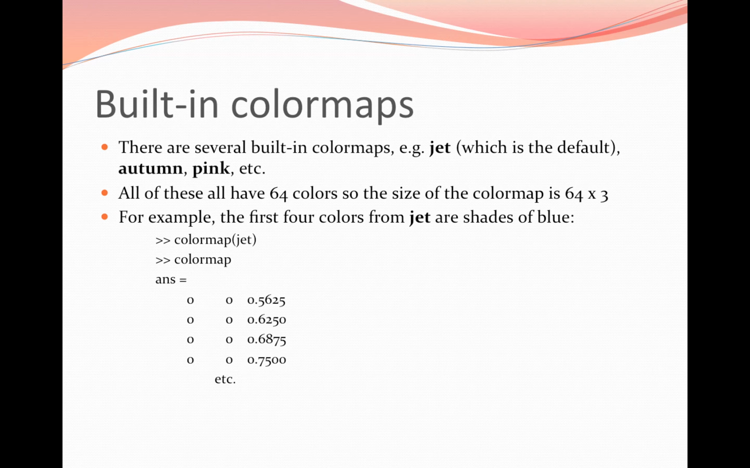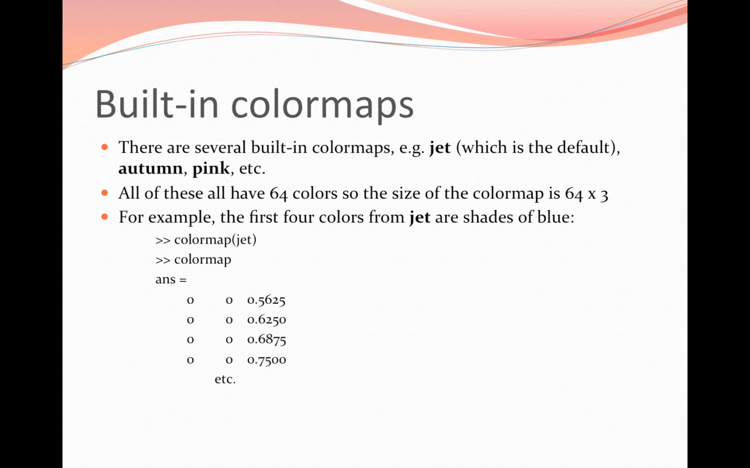MATLAB has several built-in color maps. The one called JET is the default. There are many other color maps. For example, there's one called Autumn, which has all of the fall foliage colors, in other words, shades of reds and oranges and yellows. It has a built-in color map called Pink, which has shades of pink and also some white and gray colors in it. All of these have 64 colors, so the size of these color map matrices is 64 by 3. So 64 rows, 64 colors by 3.